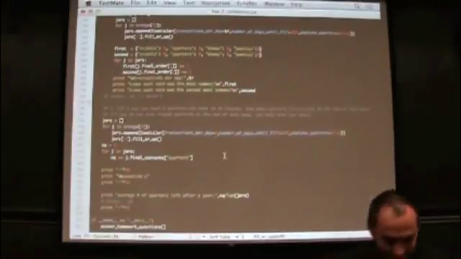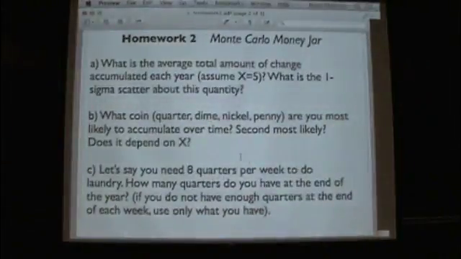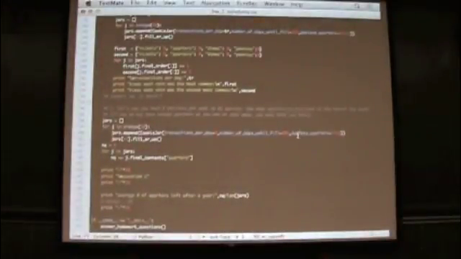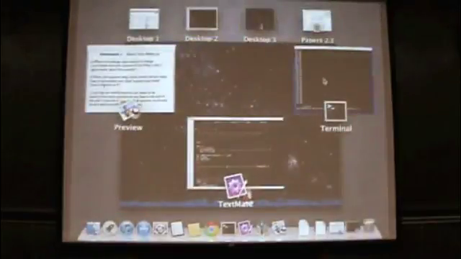And then we'll go to question number C, which is if you remove 8 quarters each week from your purse before dumping it in the coin jar, how many quarters do you have at the end of the year? And so here we have this variable complete quarters, which we built into our coin jar class to handle that for us. So let's just run this function, answer homework questions, and see what statistics we get.